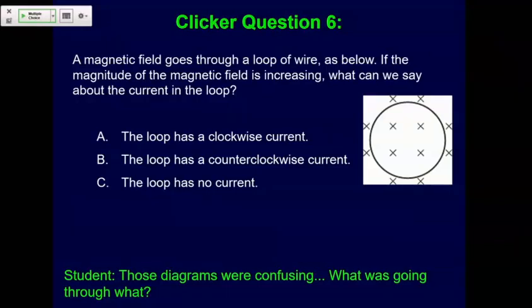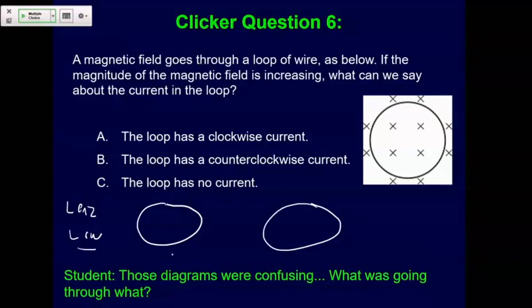And so what we can say is this. I'll show you how I think about these things, and then we can go through and talk about it. When we're talking about this thing called Lenz's law, which the video talked about, what I like to do is draw two pictures, a before and an after. A magnetic field goes through a loop of wire as below. If the magnitude of the magnetic field is increasing, what can we say about the current in the loop? What they're asking about is the induced current in this loop.